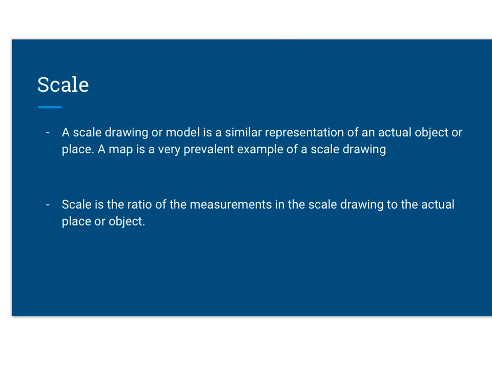Scale. A scale drawing or model is a similar representation, right? It's the same shape as an actual object or place. A map is a very prevalent example of a scale drawing, okay? You've seen scale charts before or other scales in science when you're looking at a representation of something that's not the actual size. Globes are scale models of the Earth. The scale is the ratio of the measurements in the scale drawing or model to the actual place or object. So that's the scale, or scale factor, we sometimes call that. It's how we figure out how far we're traveling on a map given a distance in inches, centimeters, and so on and so forth.